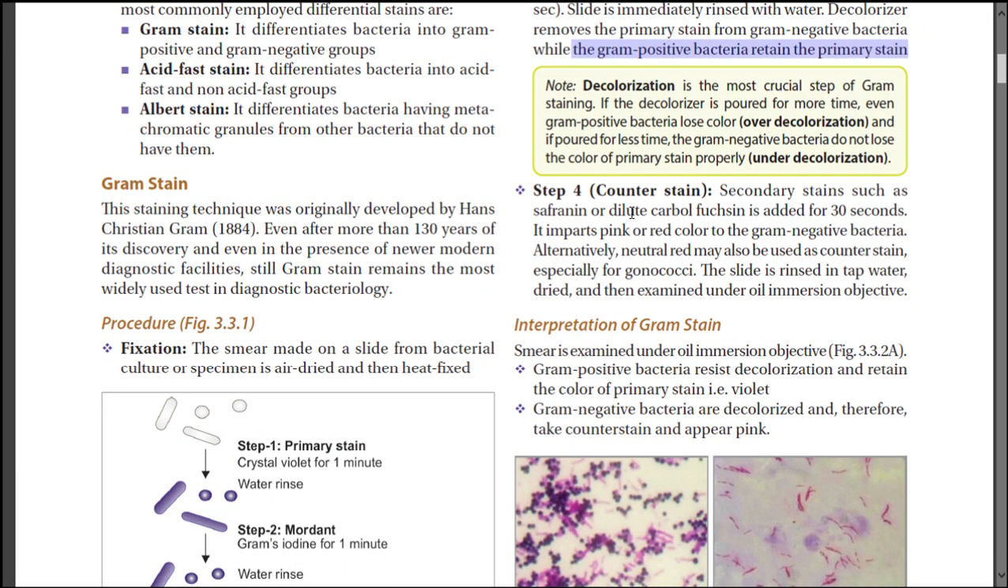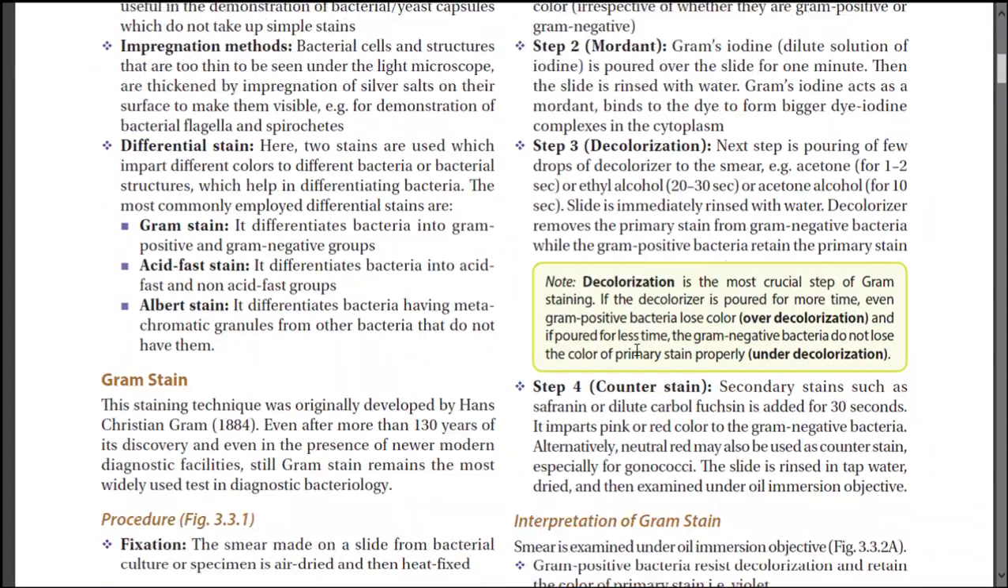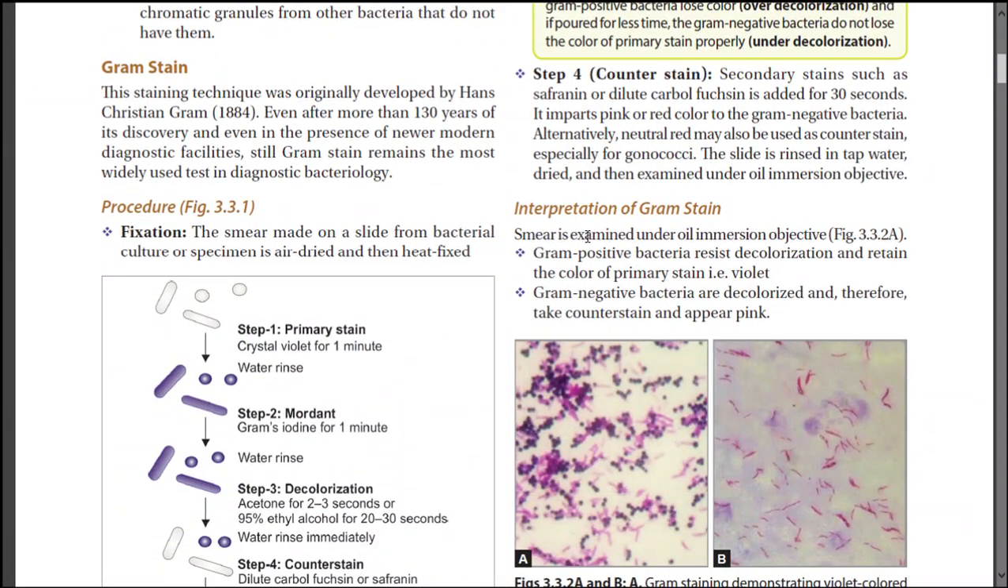Next, counter stain. Secondary stains such as safranin or dilute carbol fuchsin are added for 30 seconds. It will give pink or red color to gram negative bacteria. So step 4 is not needed. Step 1, step 2, step 3 is enough. Okay. Next we will be seeing about interpretation of gram stain.